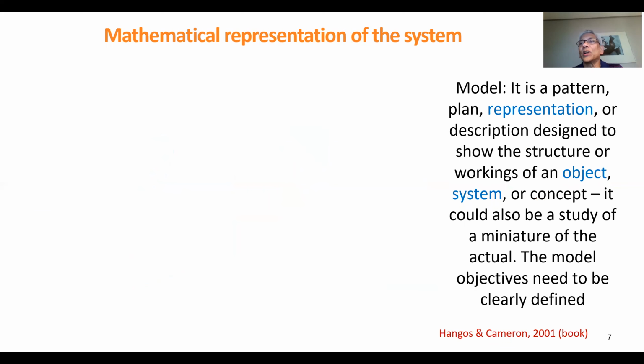So what is a model? The book by Hangos and Cameron on modeling has given this nice definition. A model is a pattern, plan, representation, or description designed to show the structure or workings of an object, system, or concept. It could also be a study of a miniature of the actual. The model objectives need to be clearly defined.